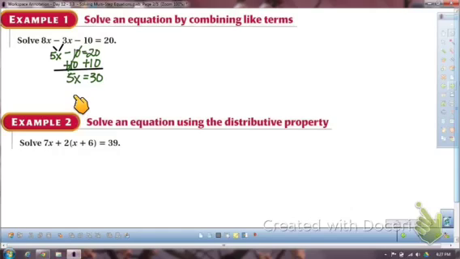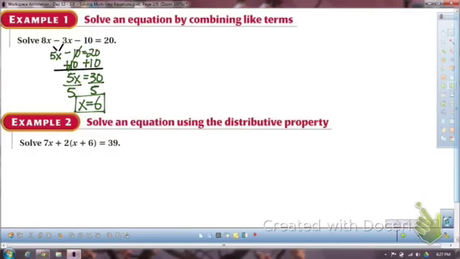We still need to get rid of that pesky 5. We want the x all by itself. So remember, when two numbers are stuck on each other, that's multiplication. We're going to do the inverse of multiplication, which is division. So let's go ahead and divide both sides by that 5. Now our final result is that x equals 6. Hope you guys got that too.